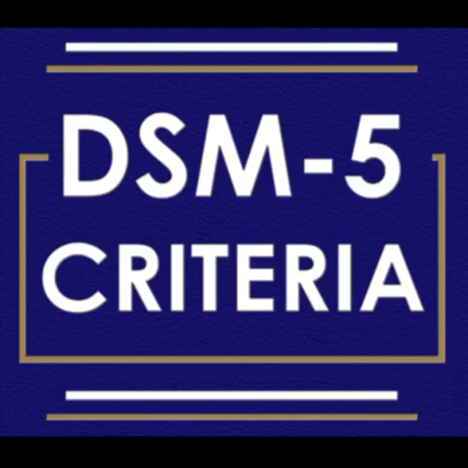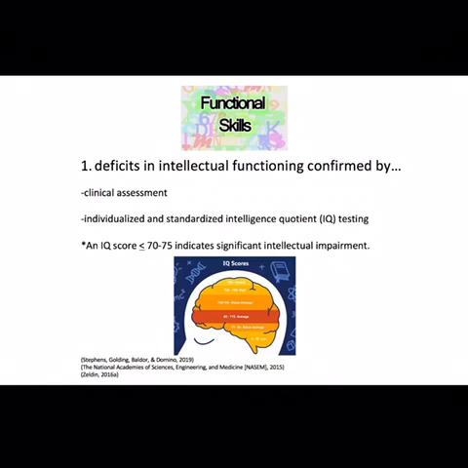They include deficits in intellectual functioning such as abstract thinking, academic learning, experimental learning, judgment, nonverbal and verbal reasoning, planning, and problem solving, and these are confirmed by clinical assessment as well as individualized and standardized intelligence quotient testing. An IQ score less than or equal to 70 to 75 indicates significant intellectual impairment.